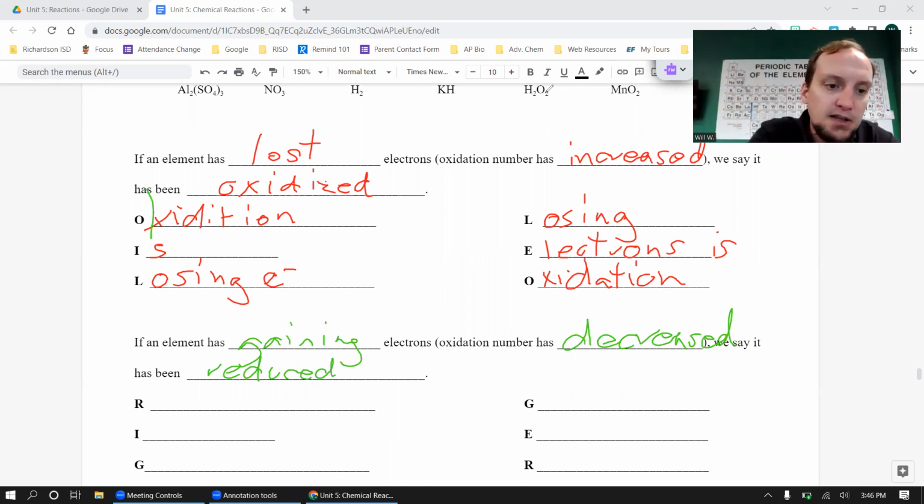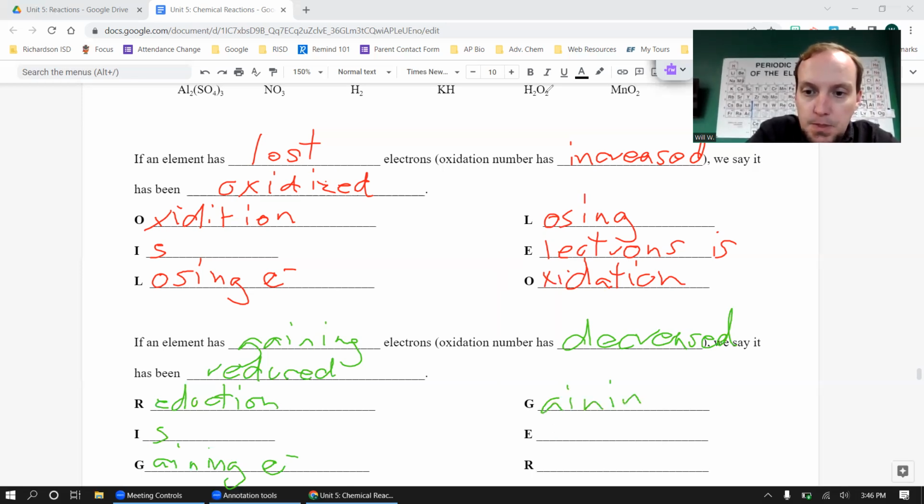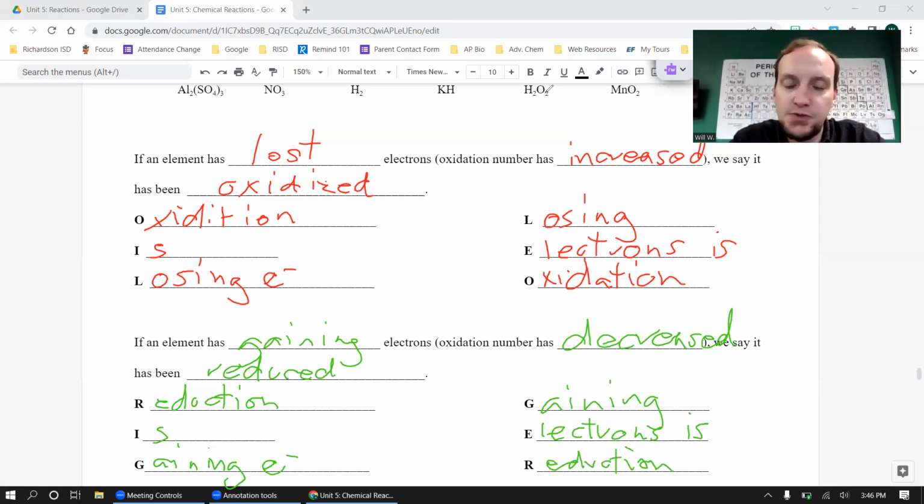Now, to go back to our mnemonic of oil rig, what we have here is reduction is gaining electrons. And for Leo says ger, what we have is gaining electrons is reduction. Now, again, is there any difference between oil rig and Leo says ger? Not really, to be honest with you. Either one will work.